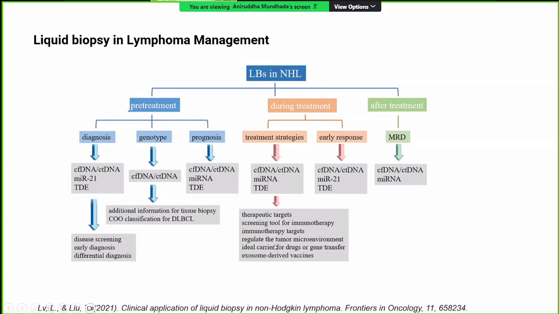During treatment, it will help the clinician to identify what target the disease is sensitive for. It is a screening tool for immunotherapy targets, and it is an ideal carrier for drugs or gene transfer. After treatment, ctDNA can be used for MRD assessment, and that can aid in earlier MRD detection as compared to radio imaging or rebiopsy.